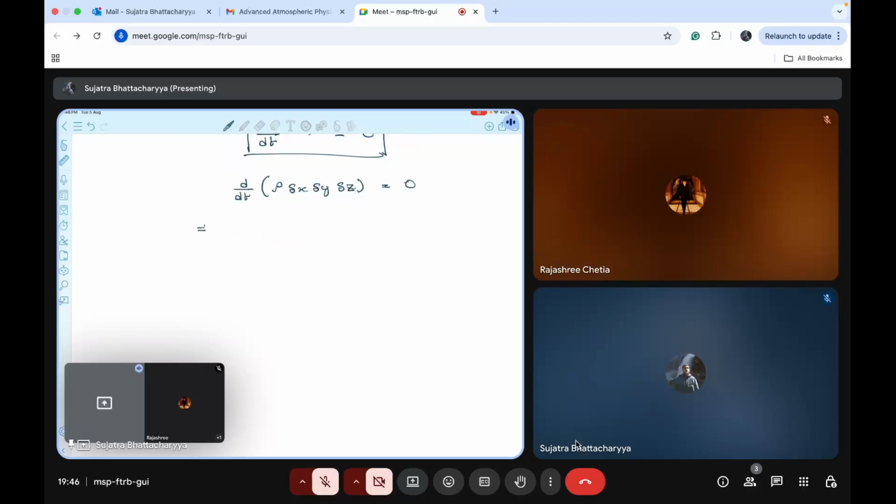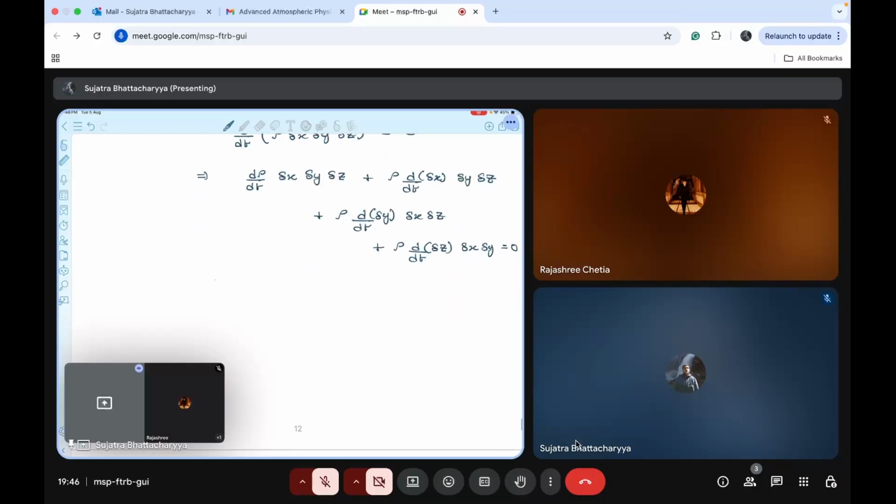So let's go to the first step. What it will be? d rho/dt. You know the basic rules of differentiation, so that's what I'm doing. Plus rho d/dt of delta x, again, delta y delta z, plus rho d/dt of delta y, delta x delta z, plus rho d/dt of delta z, so you have delta x delta y, that equal to 0.